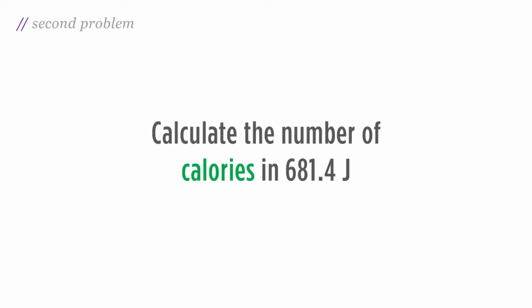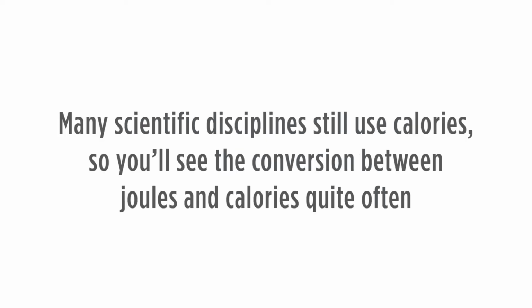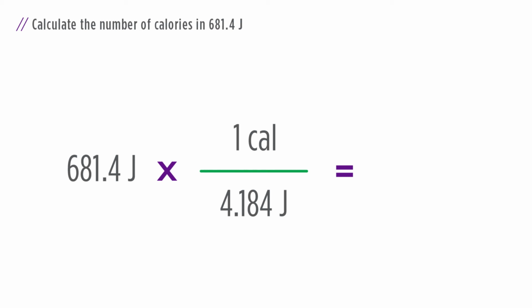All right, let's look at another problem. Calculate the number of calories in 681.4 joules. Simple conversion, but again, many scientific disciplines still use calories, so you'll see the conversion between joules and calories quite often. So we know that we have 681.4 joules, and we're going to need a conversion factor. We know that 1 calorie is defined as 4.184 joules.